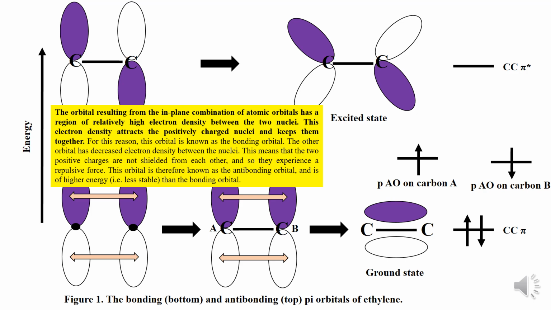So the orbital resulting from the in-plane combination of atomic orbitals has a region of relatively high electron density between the two nuclei. Now this electron density attracts the positively charged nuclei and keeps them together. And for this reason, this orbital is known as bonding orbital. The other orbital has decreased electron density between the nuclei. This means that the two positive charges are not shielded from each other, and so they experience a repulsive force. This orbital is therefore known as the antibonding orbital and is of higher energy or of less stability than the bonding orbital.